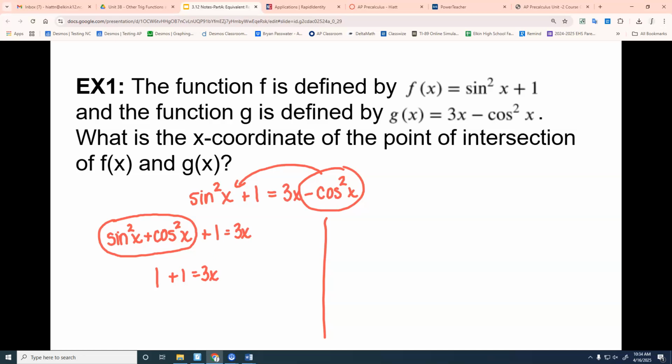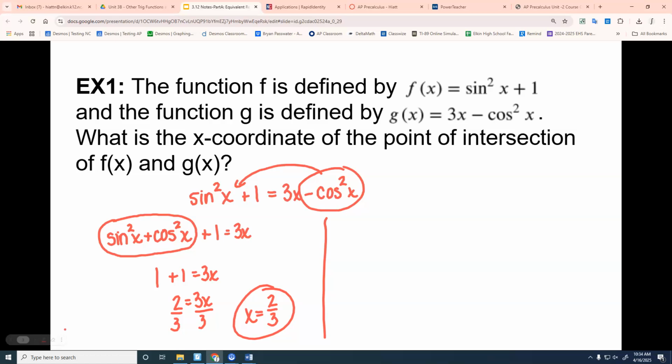That went from really hard to really easy, right? So now I got 2 equals 3x. I divide by 3, and x equals 2/3. That would be my answer. So that is one way that you could solve the problem. Let me show you a different way, just so you can see what is out there.